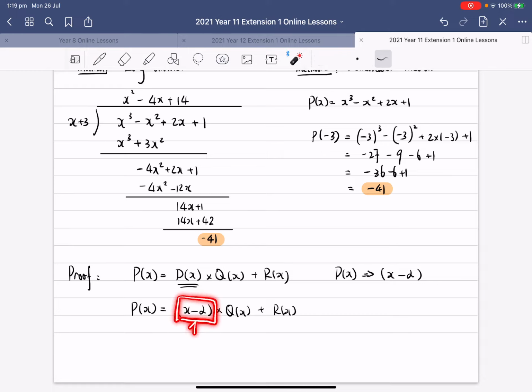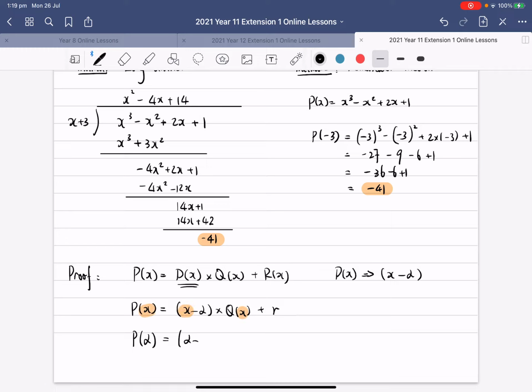If the divisor is of degree 1, as you can see here, then the remainder is going to be of one less degree than the divisor. In that case, the remainder is not going to be a function of x, it's just going to be a constant, so we can replace it with a constant r. Once we finish that, we can substitute alpha, replacing the x inside.